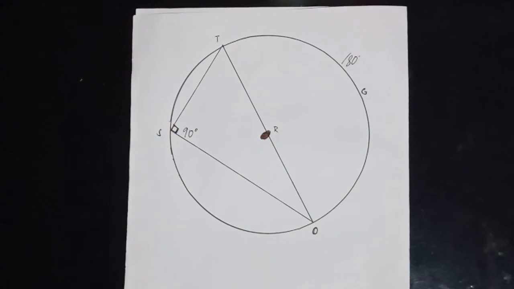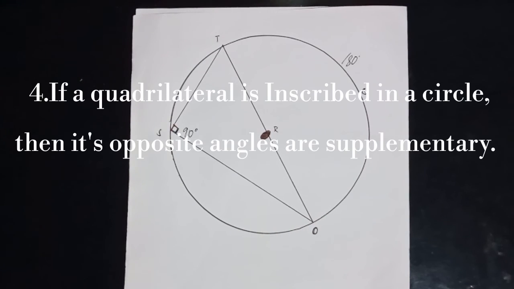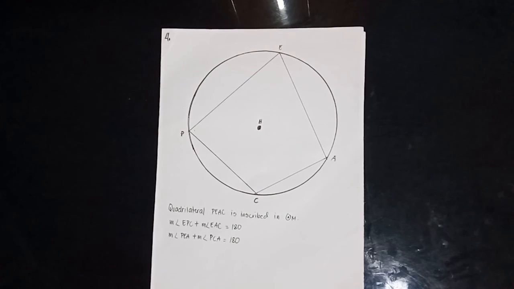So now let's move on to the last theorem, which is number 4. If a quadrilateral is inscribed in a circle, then its opposite angles are supplementary. So here is now the example of theorem number 4, which is the supplementary.